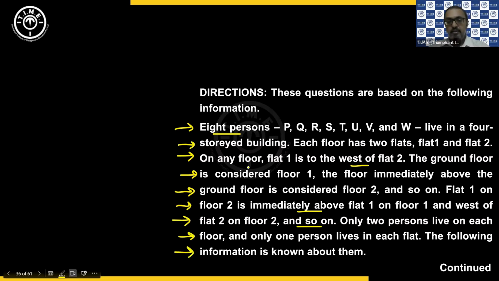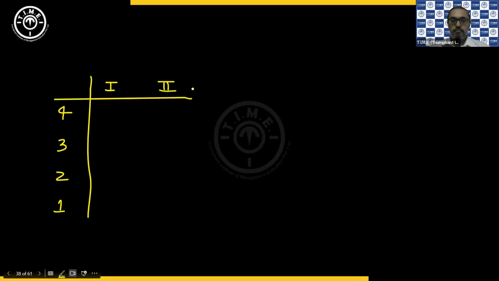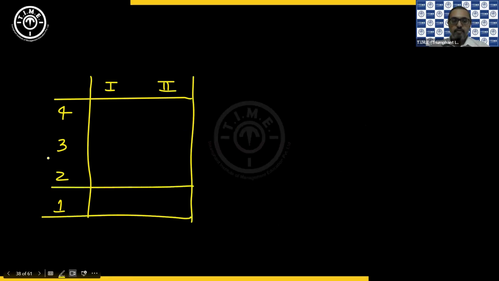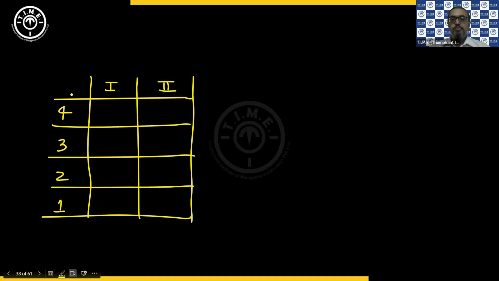Okay, so let's take the arrangement we have. So there are 4 floors and 2 flats. Flat 1 is on the west side of flat 2, that is on the left side of flat 2. Okay. So this is how the arrangement is going to be. Right? Okay.